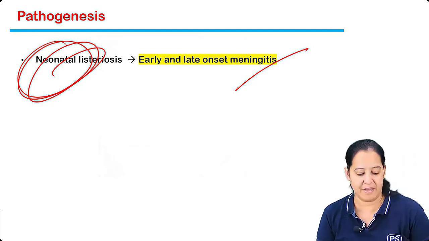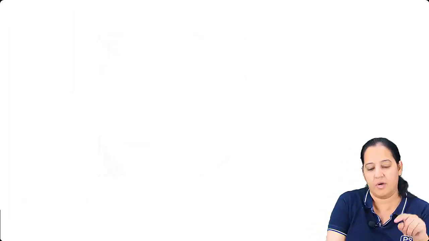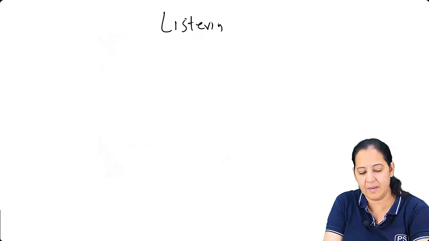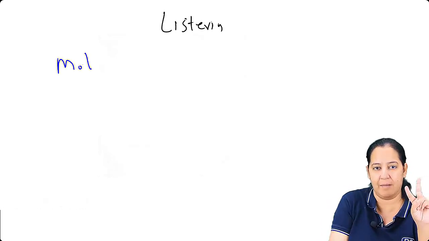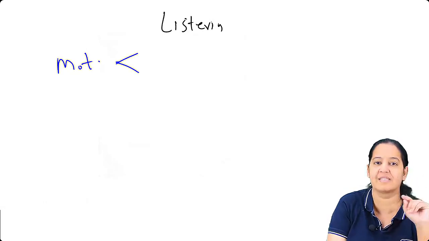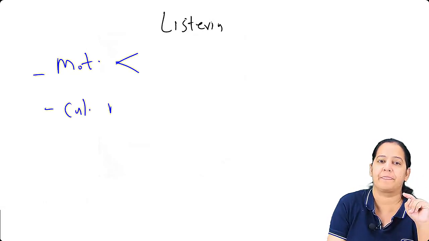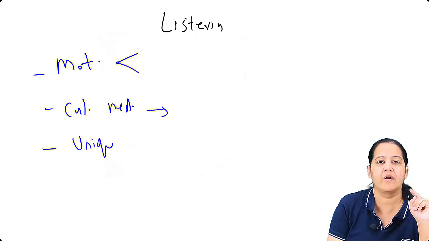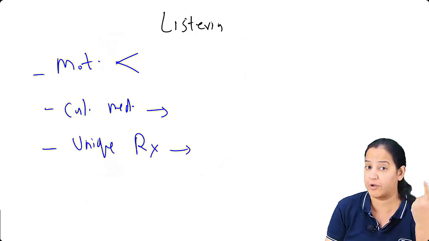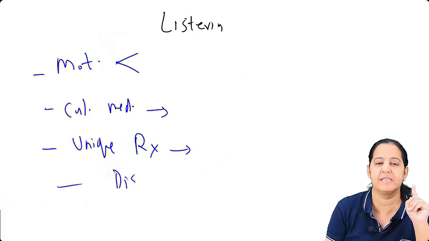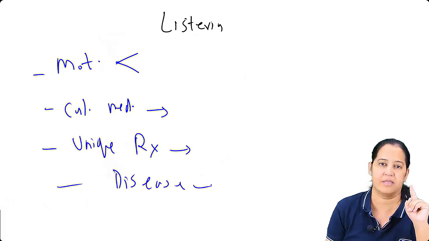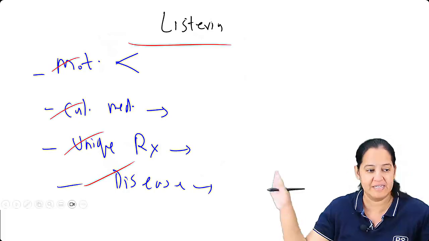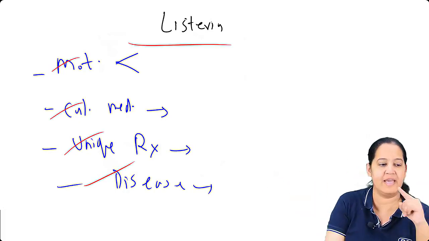So tell me about Listeria. Whatever I am asking, you tell me. We are done with Listeria. Two special things about Listeria's motility. You have to tell me the selective culture media. You have to tell me a unique biochemical reaction which is not present anywhere else. And you have to tell me the disease it is causing, the pathogenesis. That's it. Four points about Listeria: 1, 2, 3, 4. The chapter is done. Listeria is done. Motility, say very good.